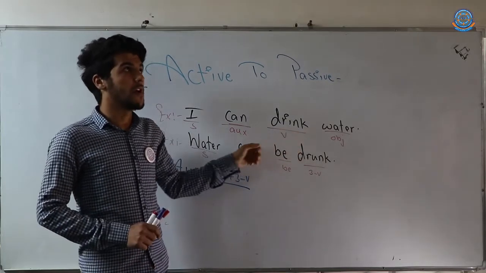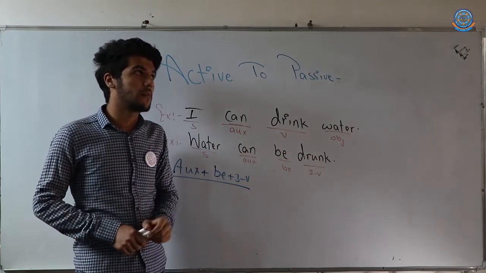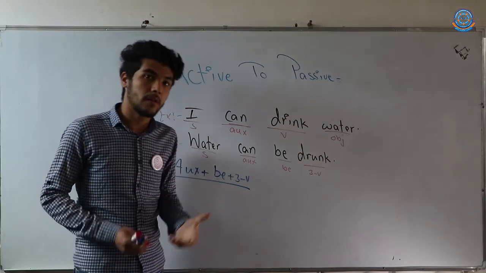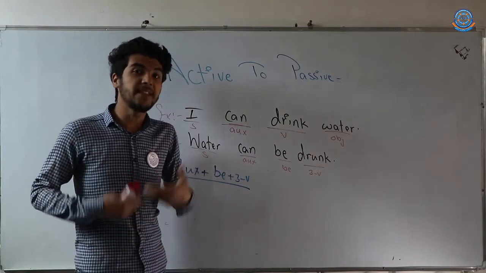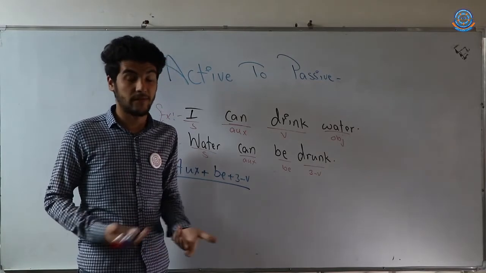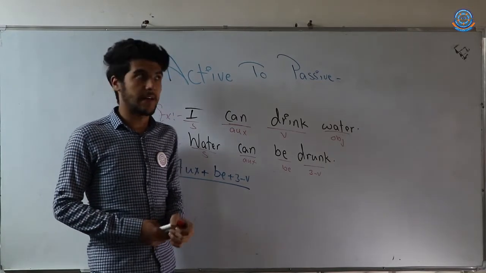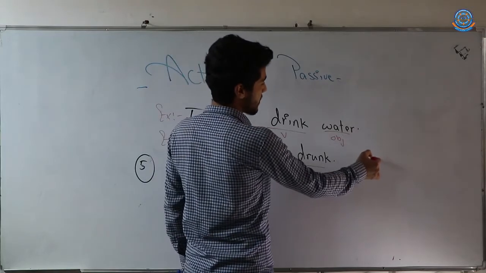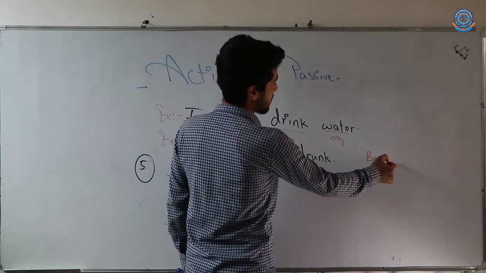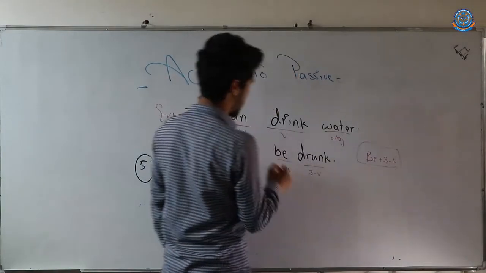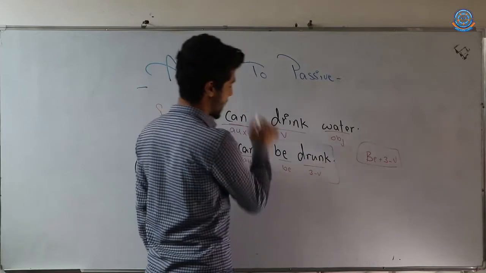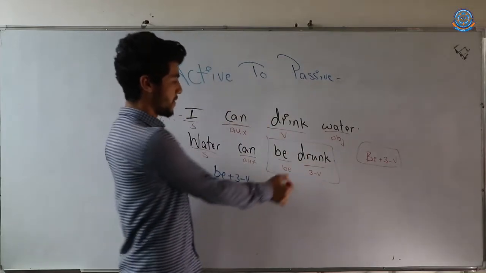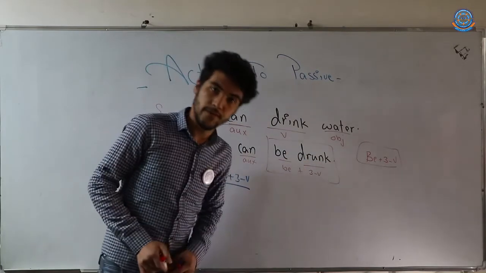For example, you should play football. Football should be played by you, if you want to mention it. And the general structure that we have for all passive sentences is be plus the third form of the verb.